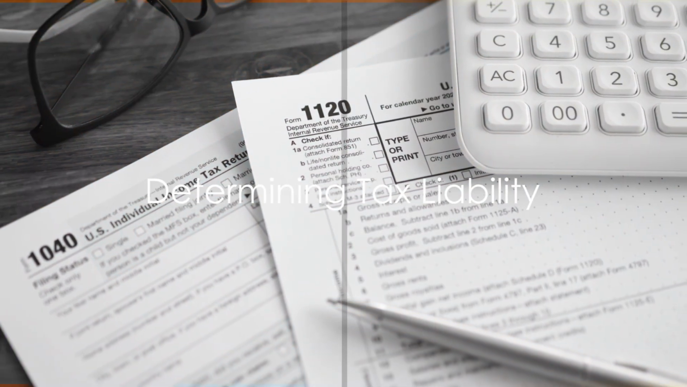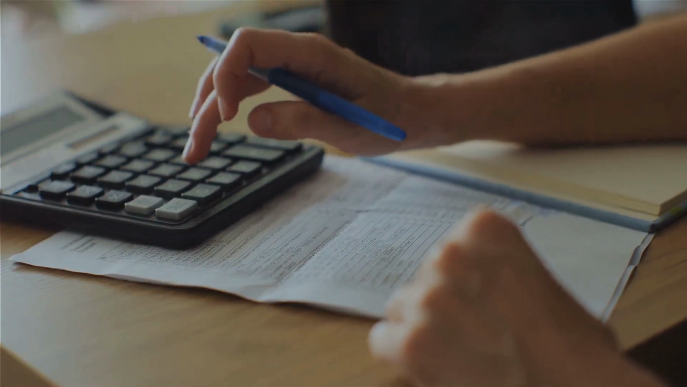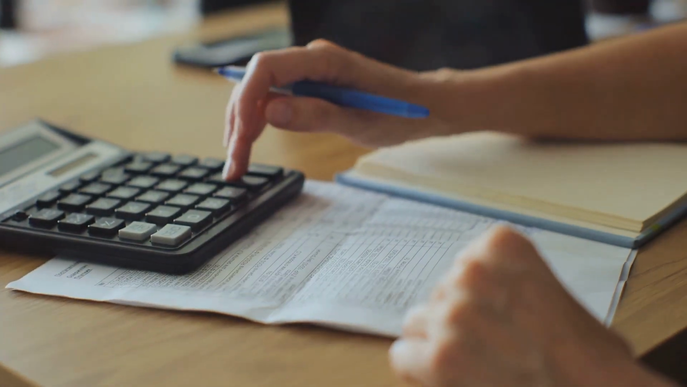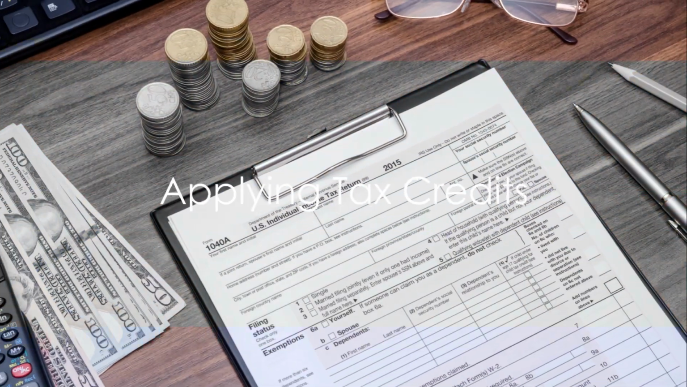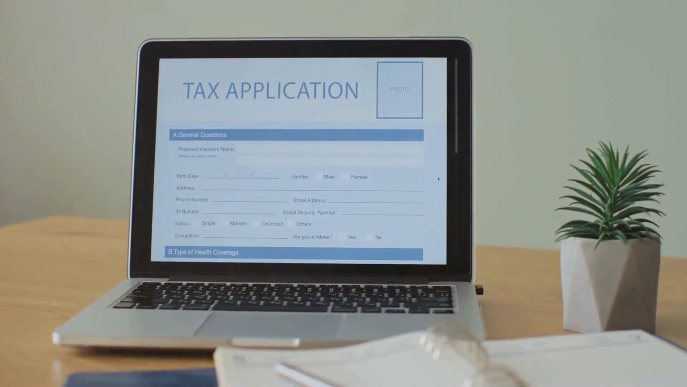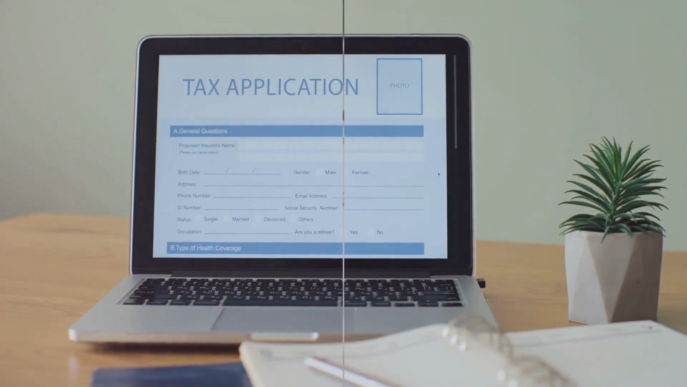Next, figure out your total tax liability. Use the tax tables provided by the IRS to determine how much tax you owe based on your taxable income. Once you've done that, subtract any tax credits you're eligible for. Tax credits directly reduce the amount of tax you owe, dollar for dollar.